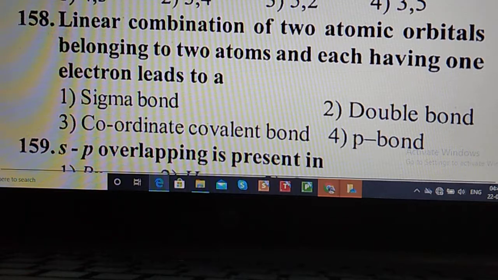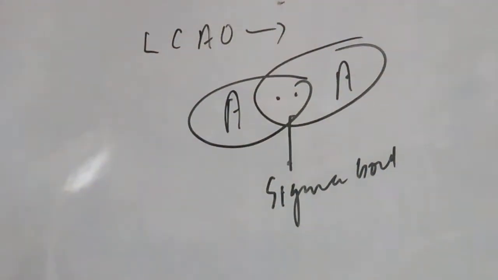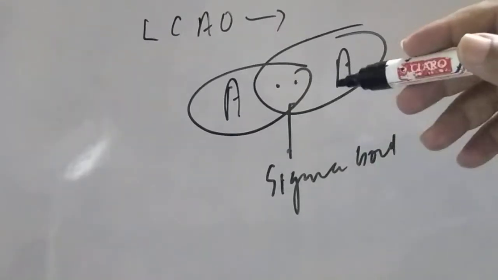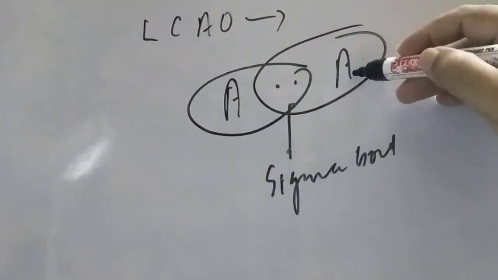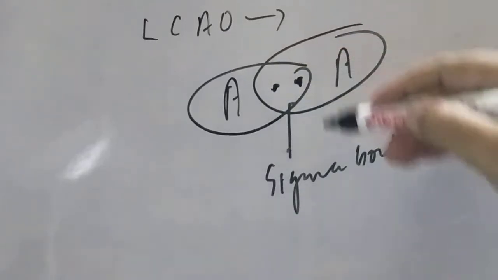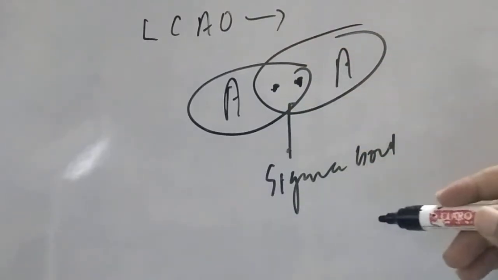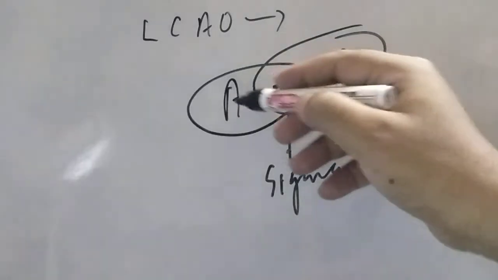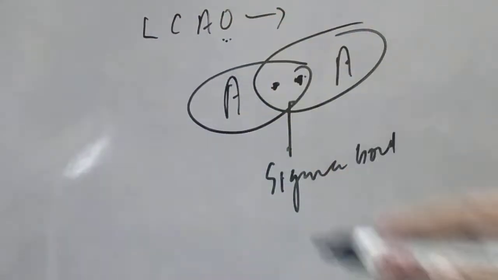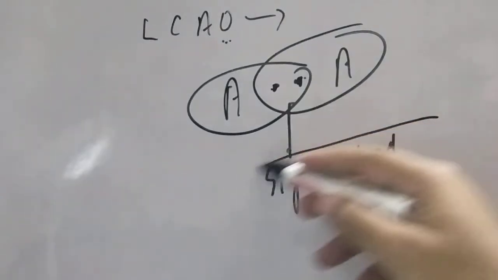That is sigma bond. So you can come to the board, students. They are saying that in the linear combination of two atomic orbitals belonging to two atoms, suppose atoms A and A are there, each having one electron here, one electron here, student. Then what kind of bond will there be? This will be the overlap according to the linear combination of atomic orbitals, LCAO. They will form the sigma bond. So the correct option will be option number 1.